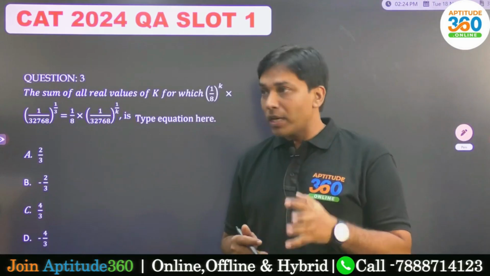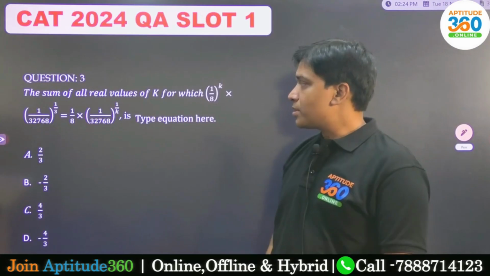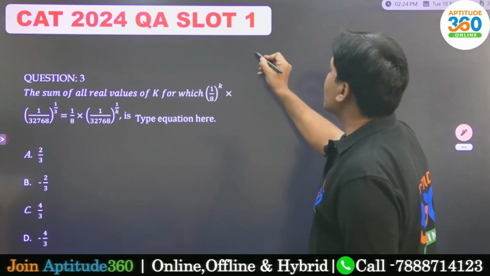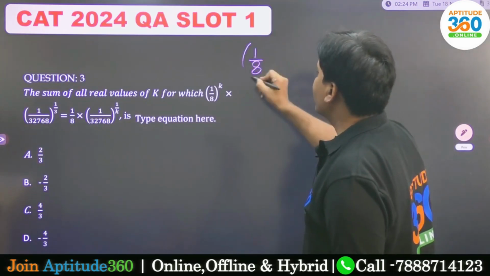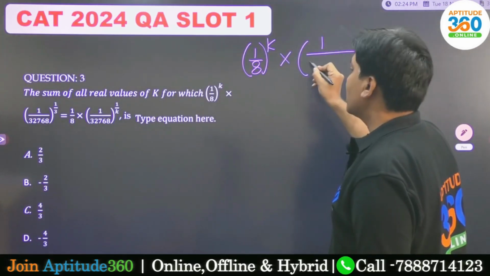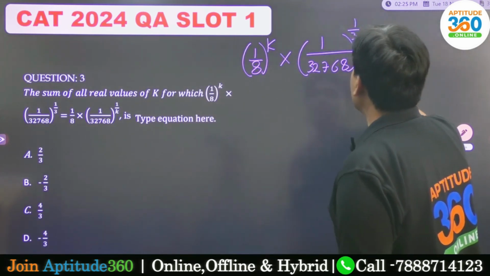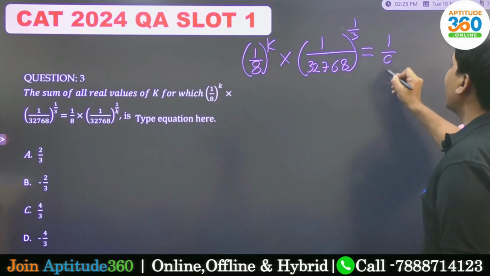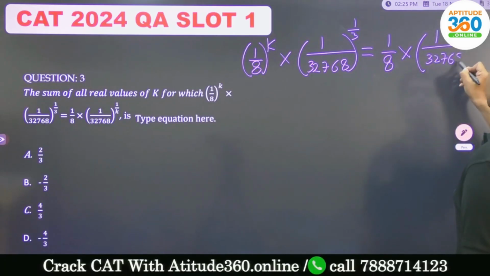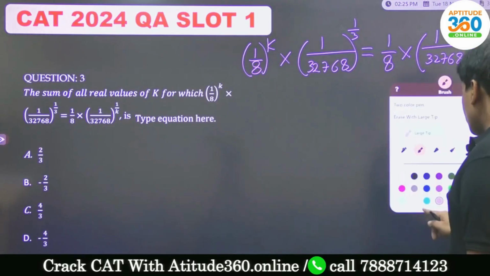Let us solve this question. It was asked in CAT 2024 in slot 1. This is from the Surds and Indices topic. The sum of all real values of k for which (1/8)^k times (1/32768)^(1/3) should be equal to (1/8) times (1/32768)^(1/k). How should we proceed with this problem?